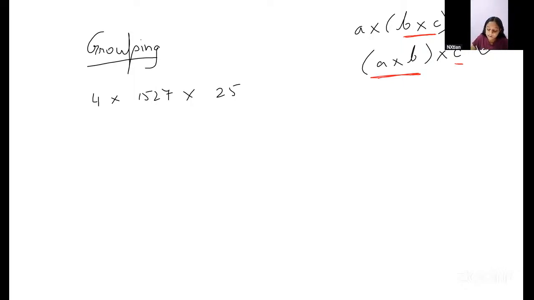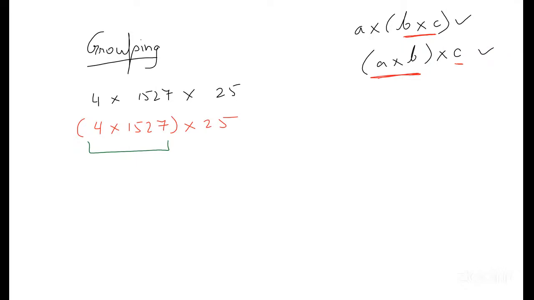Right now I will group A and B, meaning the first and second number together. 4 into 1527 into 25. So first we will solve 4 into 1527. Multiply 4 with 1527. How much will we get? We will get 6108. Then multiply this with the third number, that is 25.